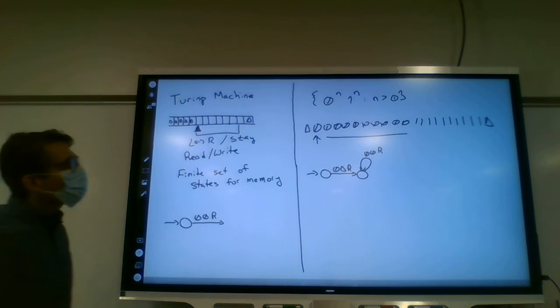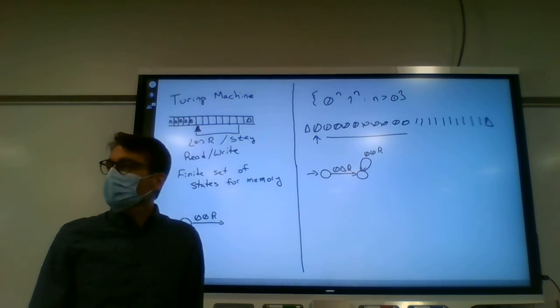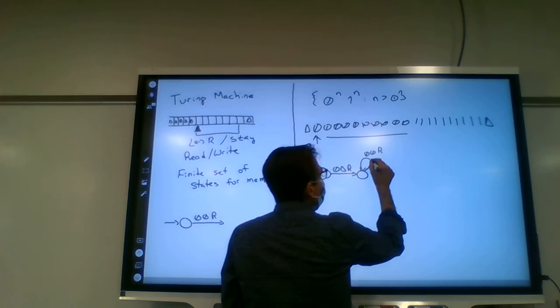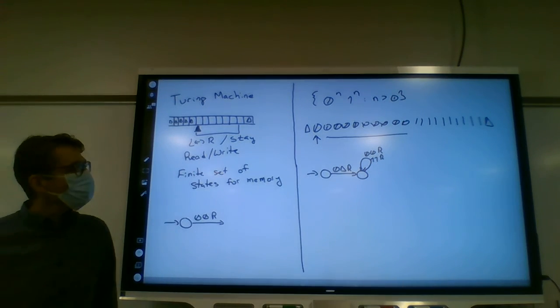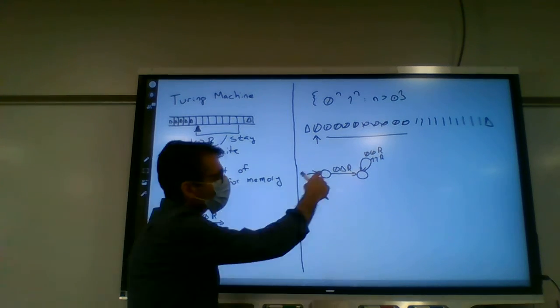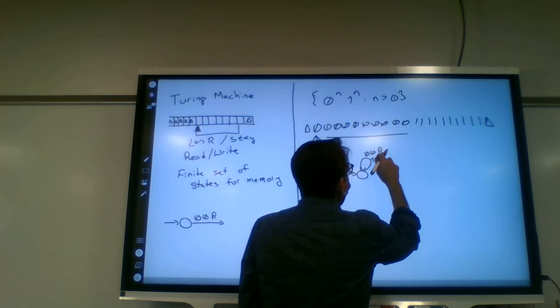Okay. What else happens on this? What if you read a 1? What do you want to do? Keep reading until you get to the end. Right, if you read a 1, you write a 1, and you keep going to the right. So we have two things that happen there. We can put it on a separate loop or the same, right? It's these two possibilities.